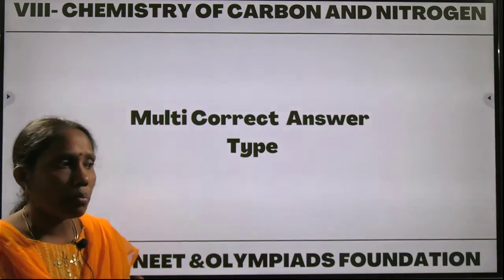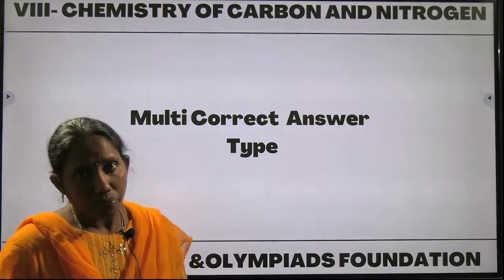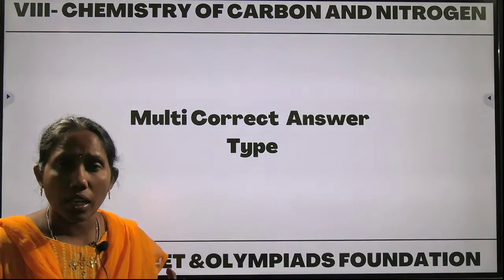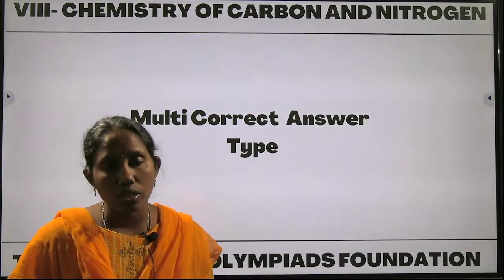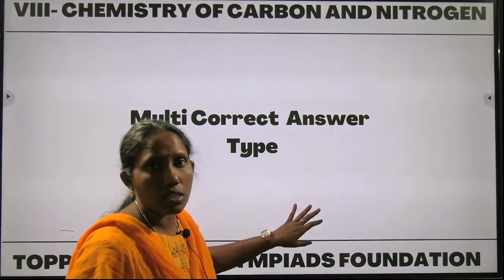Multi correct answer type questions means more than one answer. It can be one or more than one. In the given options one answer can be correct or more than one answer also can be correct. So let us start with the multi correct answer type questions.